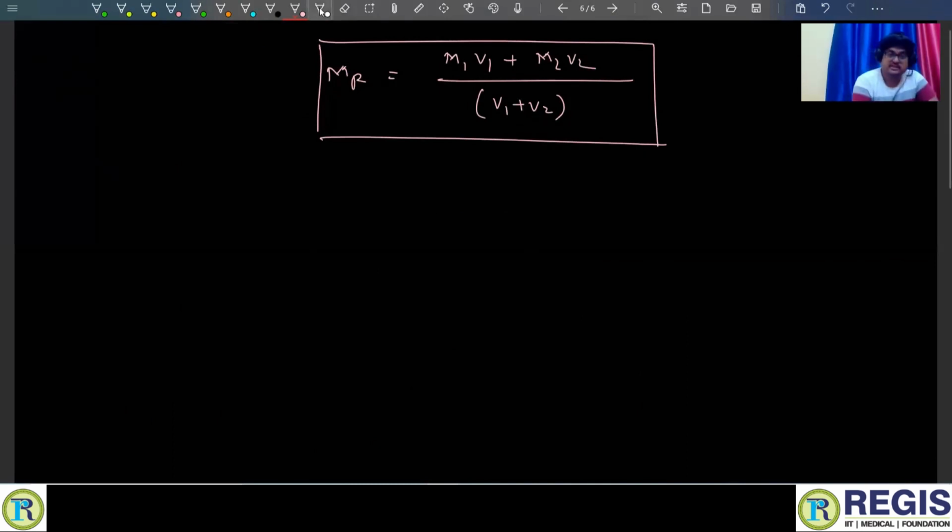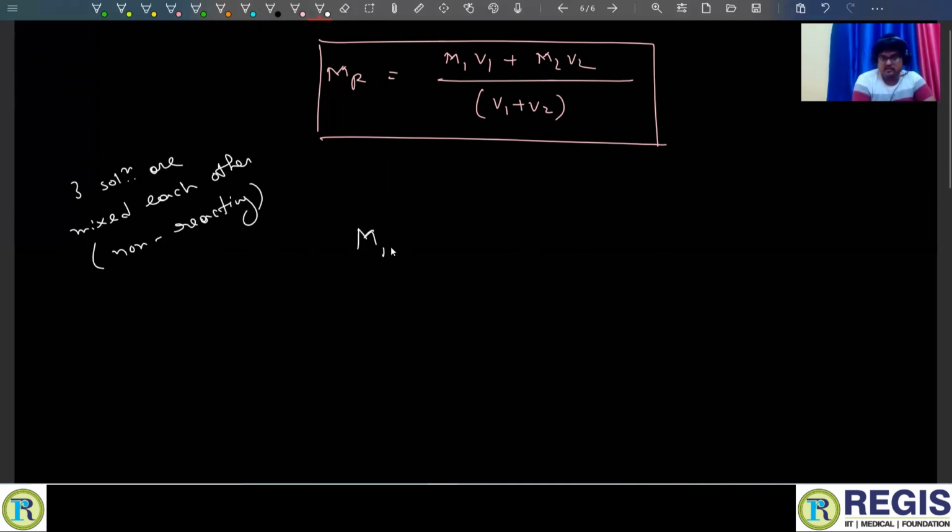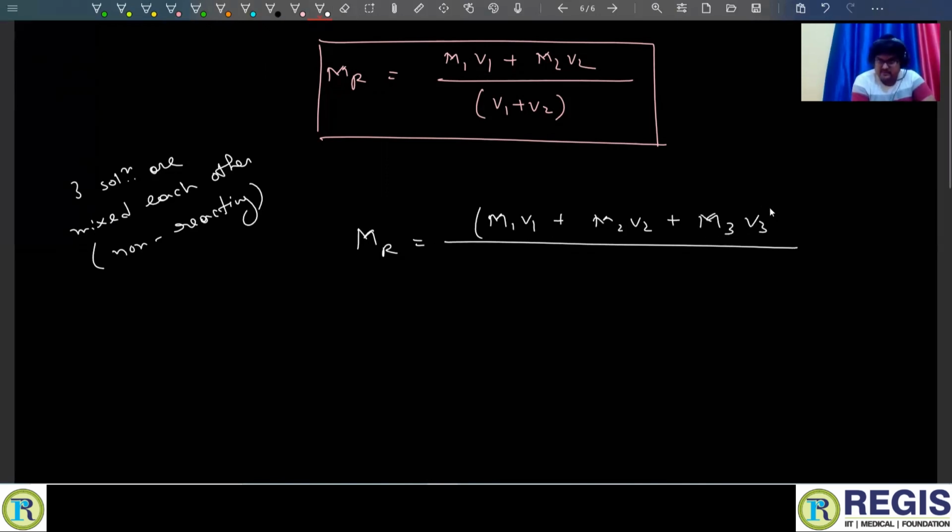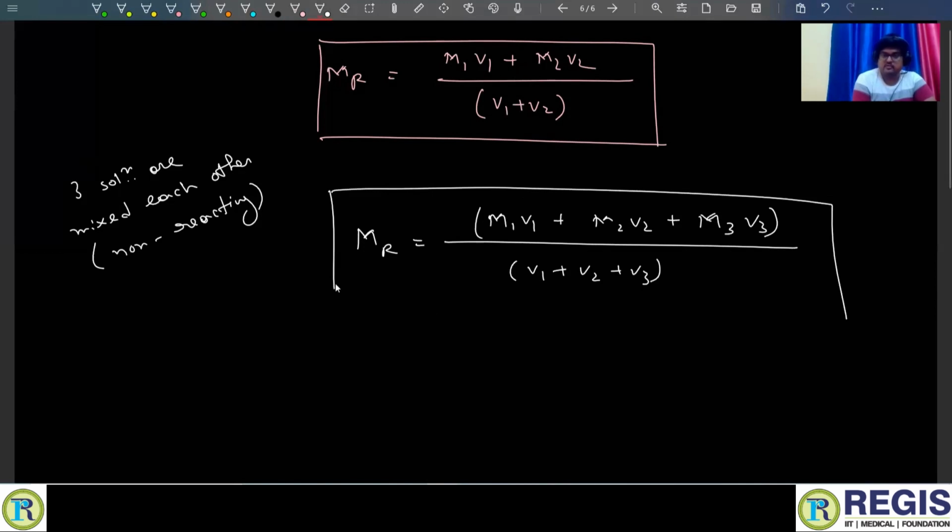If more than two, suppose 3 solutions are mixed with each other, all are non-reacting. Remember, all are non-reacting. What you get? MR equals (M1 V1 plus M2 V2 plus M3 V3) divided by (V1 plus V2 plus V3). Is it clear? Any doubt regarding this part? Tell me. Do you have any doubt?